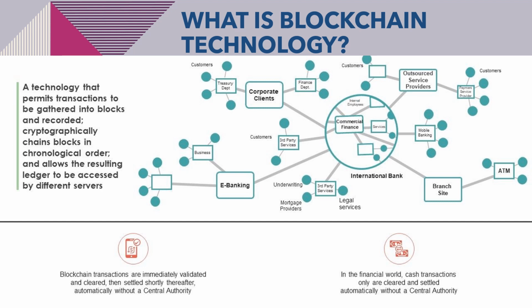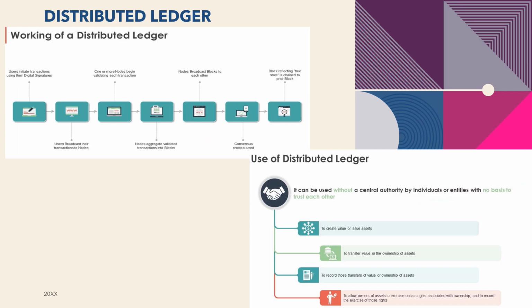Okay, so what is blockchain technology? It's a technology that permits transactions to be gathered into blocks and recorded cryptographically. It chains blocks in chronological order and allows the resulting ledger to be accessed by different servers. So it's a very large network that exists when it comes to blockchain technology. And this just talks about the distributed ledger that is used in blockchain technology and can be accessed by a central authority of individuals or entities with no basis to trust each other.